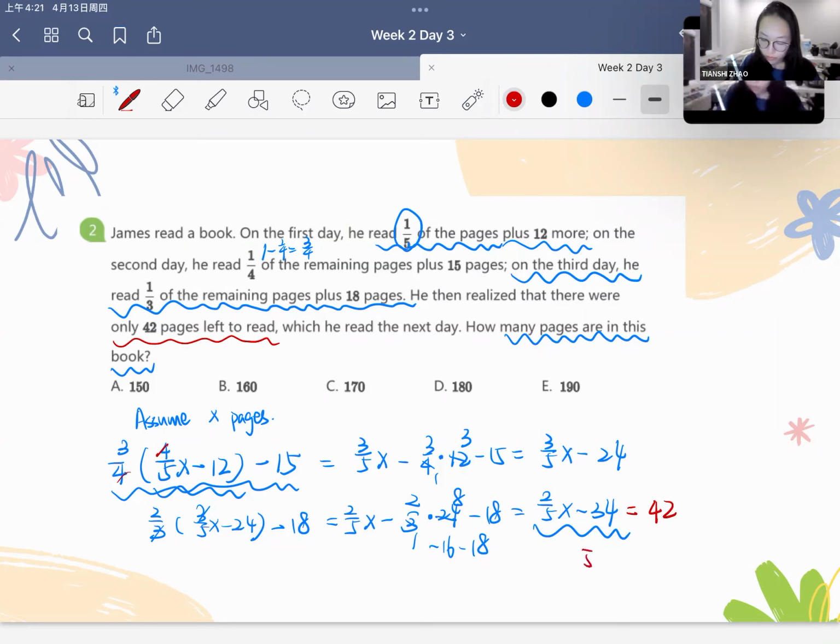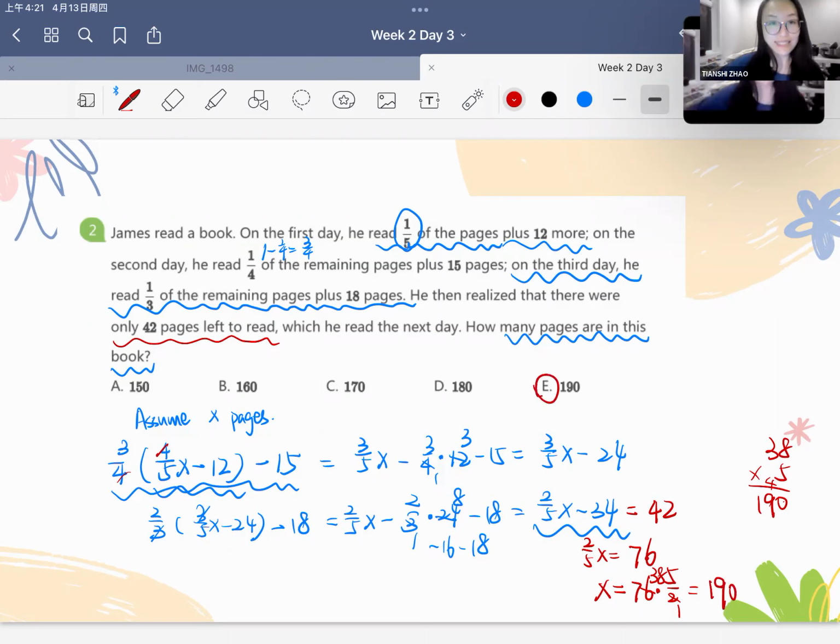And then we can move the term to the other side of the equation. So 2/5x equals 76. So what is the value of x? It's 76 times 5/2. So 38 times 5, and the final answer will be 190. So the final answer for this question is E.